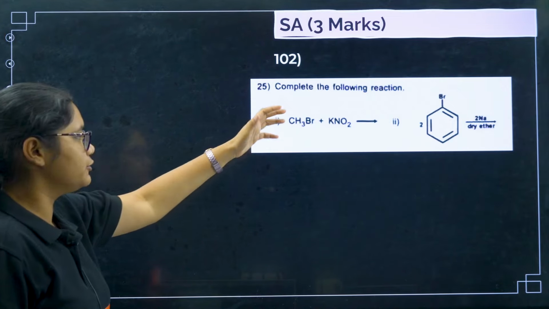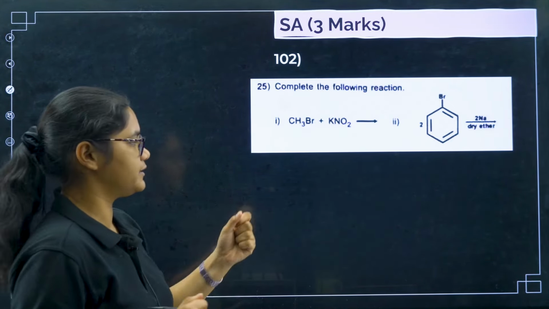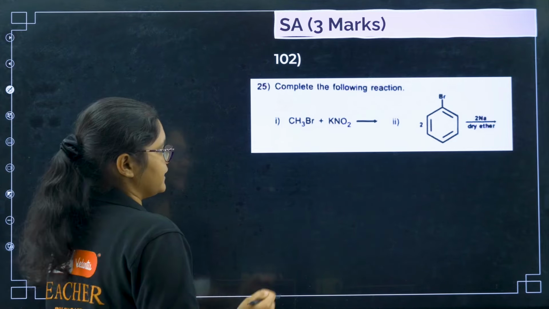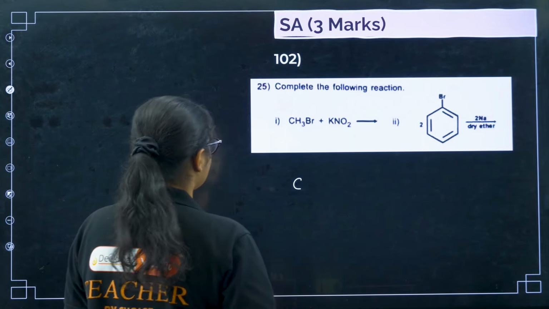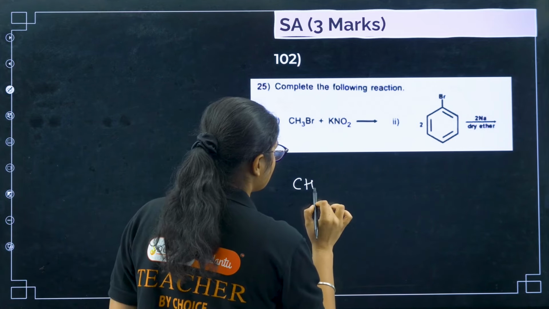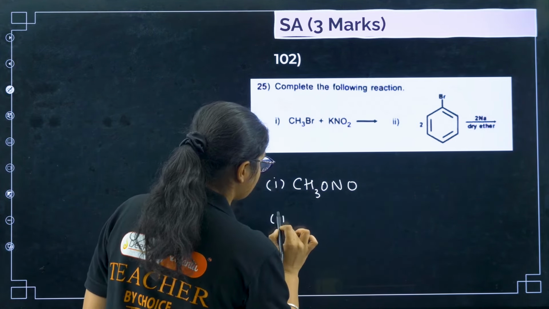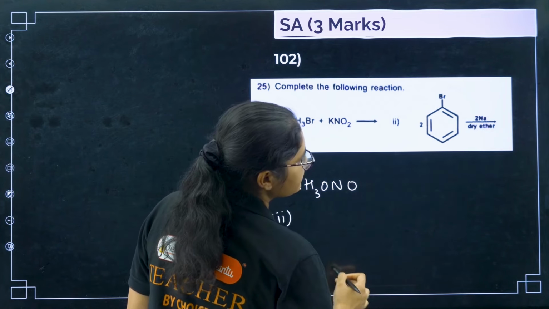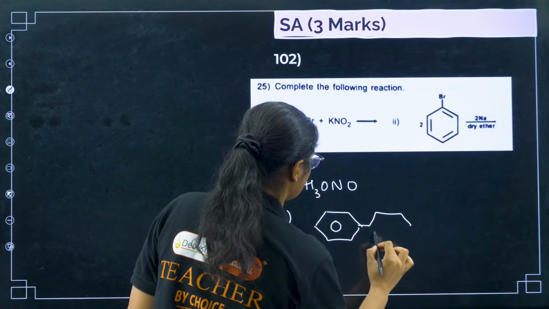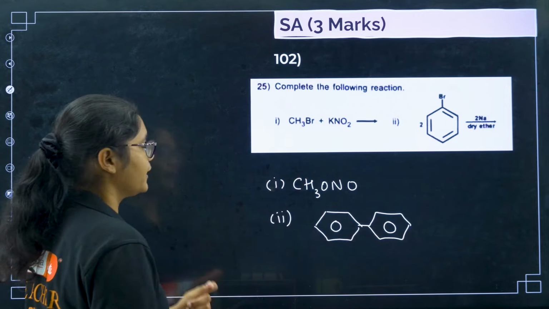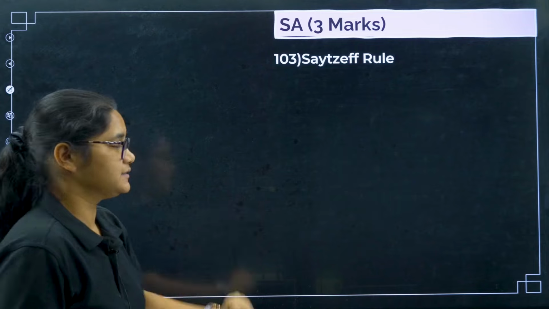Now, you may also get complete-the-following type reactions. For the alcohols chapter, generally complete-the-following is given. But here we have KNO2. If you remember, KNO2 will give you the ONO group. This is your first one. The second one is the Wurtz-Fittig reaction, so you will get a diphenyl like this. Next, the Saytzeff rule. This can also be asked as a 2 marker question.